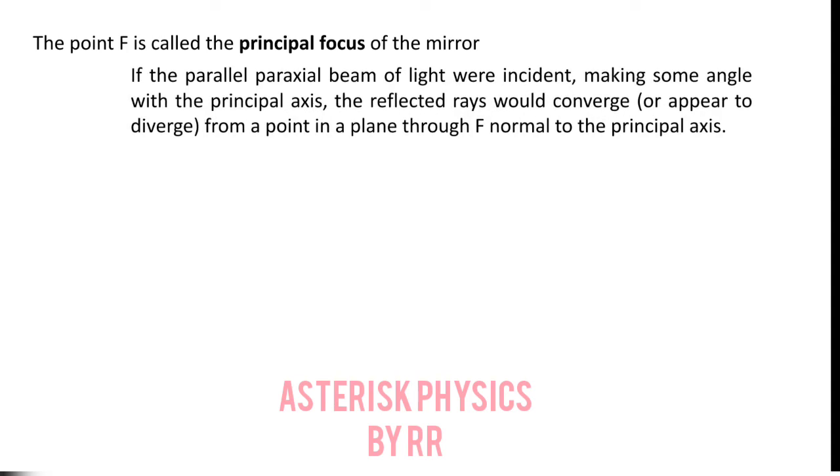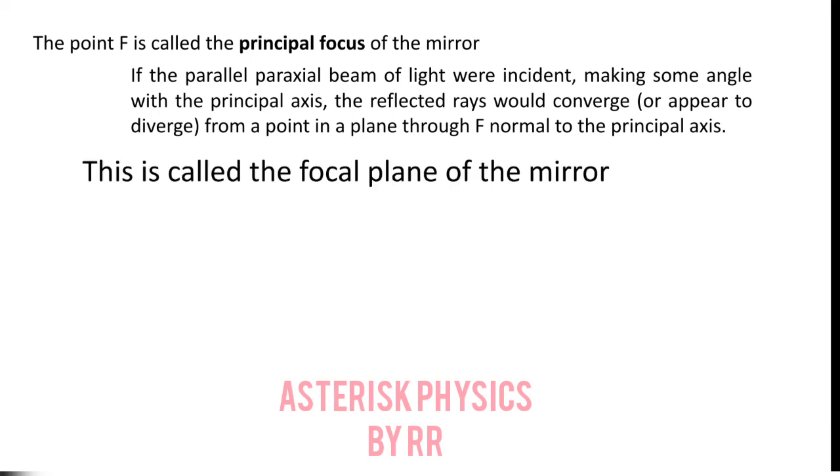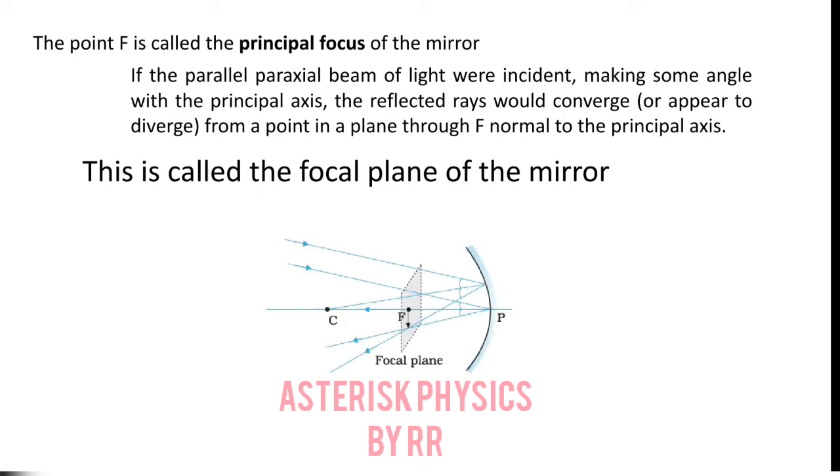If the paraxial beam of light were incident making some angle with the principal axis, the reflected rays would converge or appear to diverge from a point in a plane through F normal to the principal axis. That plane is called the focal plane of the mirror. This is called the focal plane of the mirror, and it is demonstrated in the figure.